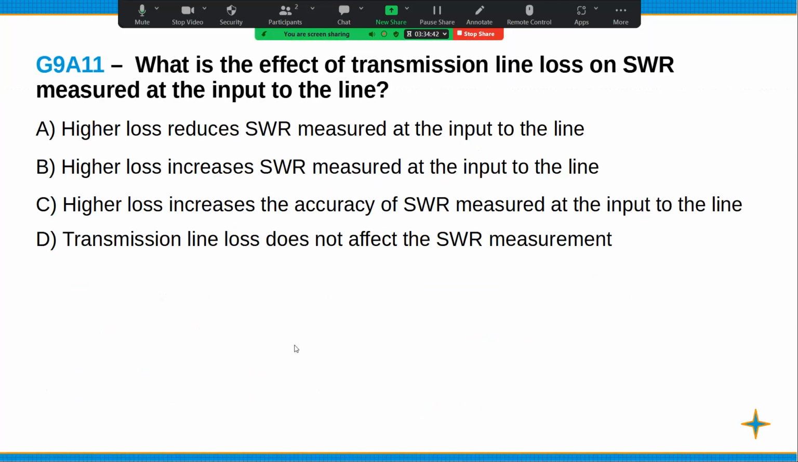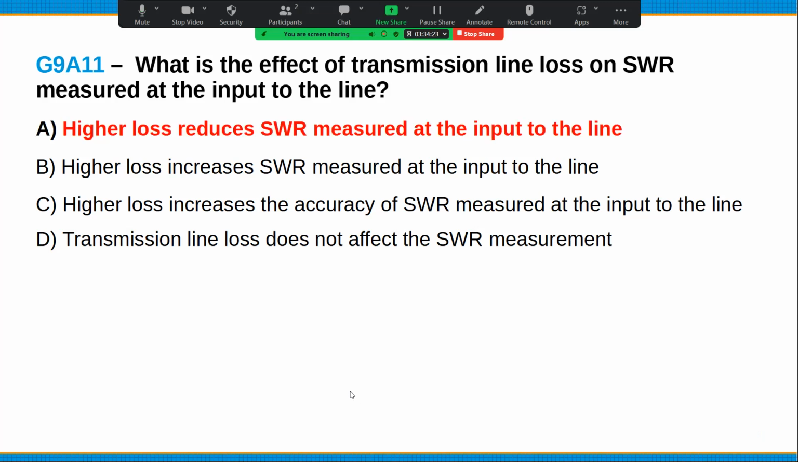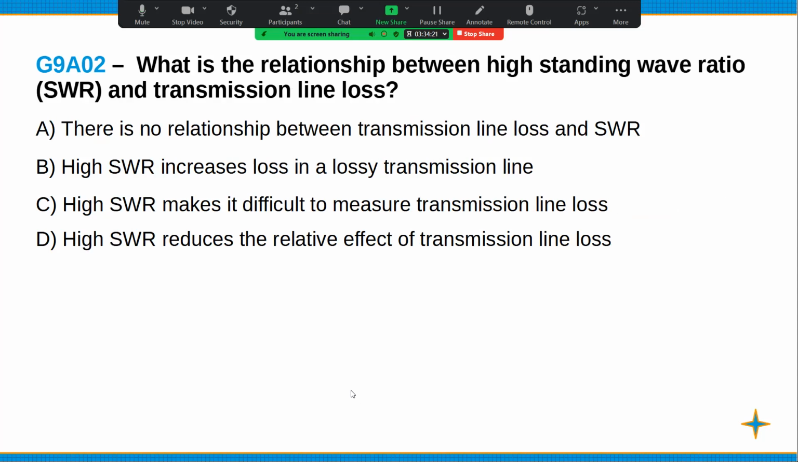So what is the effect of transmission line loss on SWR measured at the input to the line, at the transmitter end? Right. What is the relationship between high standing wave ratio, SWR, and transmission line loss?